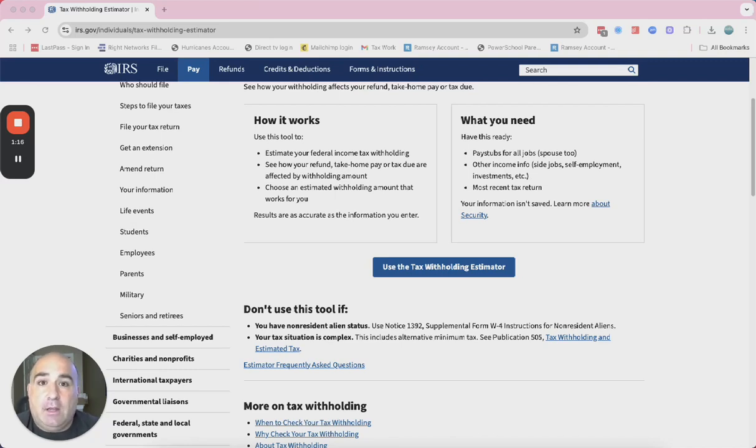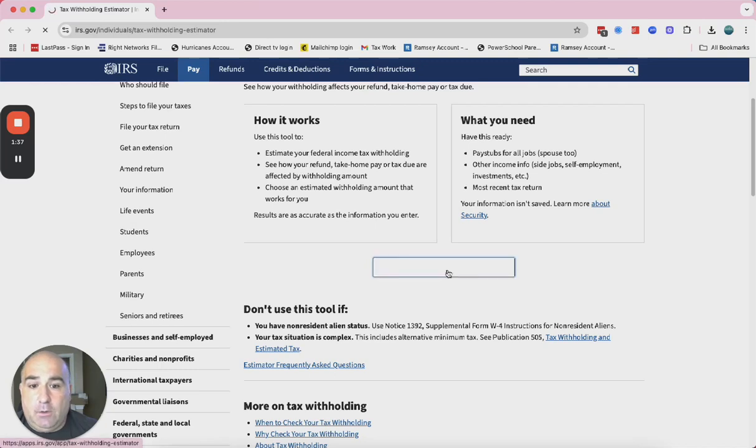So I've got an example pay stub here. I'm not going to show you, I'll refer to it so I can get the information that I need. So here we are. This is the IRS's withholding estimator, and I will make sure to put the link to this in the below as a part of the video that goes out. So here you just click to use the withholding estimator.